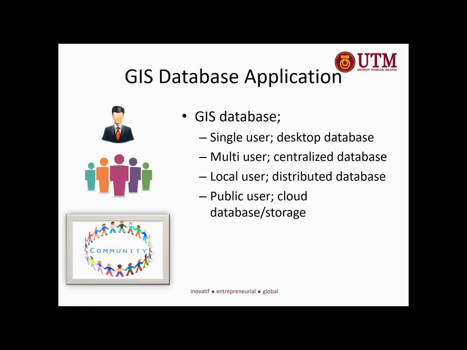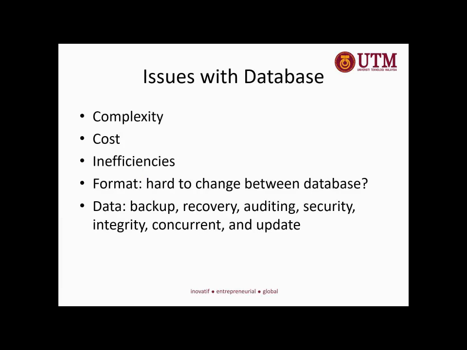Then there is the local user distributed database, meaning data is stored in different computers and the information is distributed. Lastly is the public user, meaning the cloud, for example a cloud database or storage. For example, in our Gmail database, data about us is stored by Google. There are some issues with the database, but some of them have been resolved by current database developers.